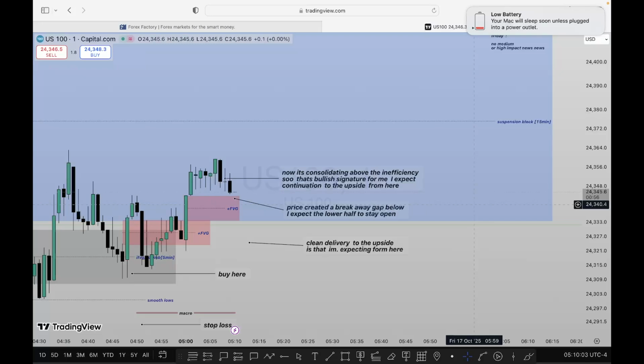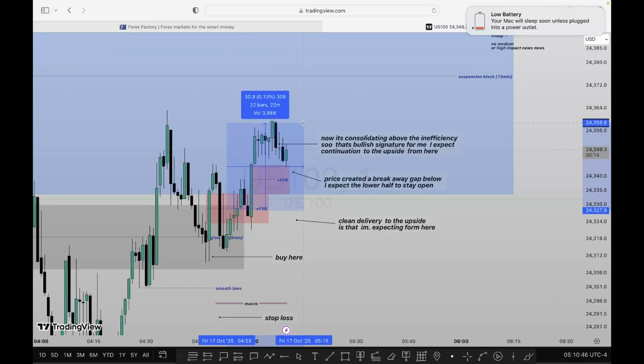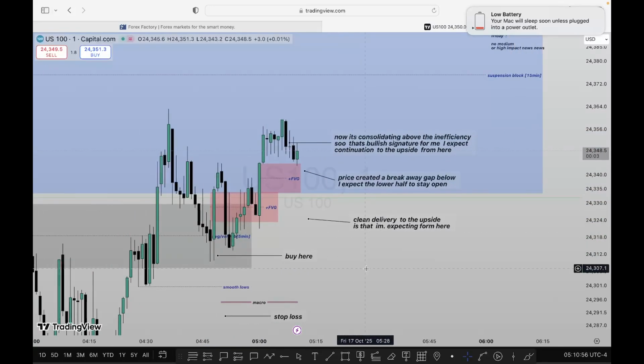It's more like reading the tape, or whatever ICT calls it. All the same. So look at the reaction with that high of the inefficiency. That's the FVG there. Look at that reaction. That affirms that I am in sync with price.